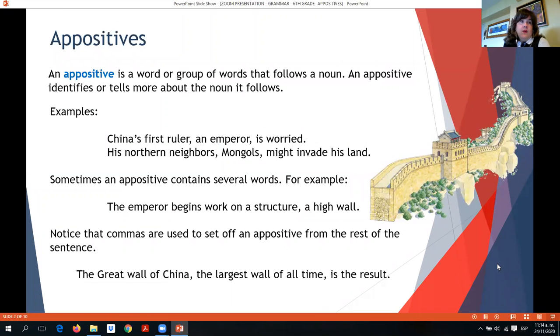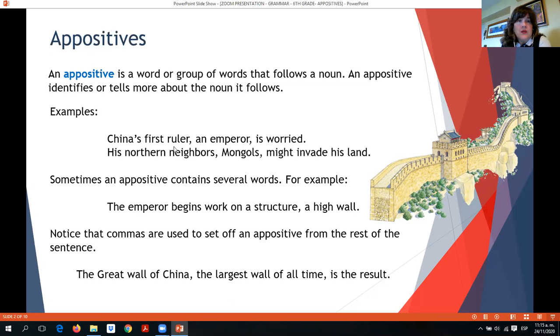What is an appositive? An appositive is a word or group of words that follows a noun. An appositive identifies or tells us more about the noun that it follows. Examples. Let's see the examples on the slide.